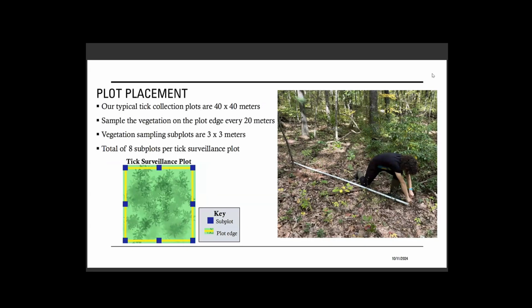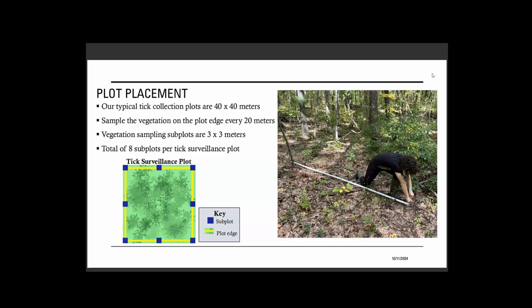and our plot placement. So our typical tick collection plots are 40 by 40 meters, which is pretty huge. For this vegetation analysis, we only sampled the vegetation at a subplot every 20 meters, which, as you see here, these little blue blocks are the subplots, and they are 3 by 3 meters, comparable to what is being done in Vermont. And we have a total of 8 subplots per tick surveillance plot.